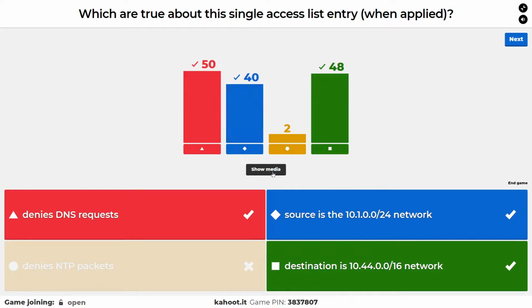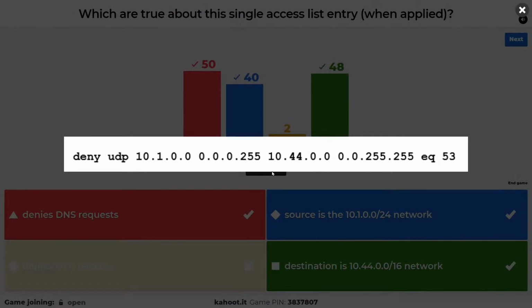Okay, what's true about this access control list entry? Well, let's talk about that for a moment. Regarding this access control entry, it's a deny. We're looking for the layer 4 protocol of UDP. The source is 10.1.0, which would be a /24-bit network, and that's because the wildcard bits say we don't care about this last octet. And then that's the end of the source part.